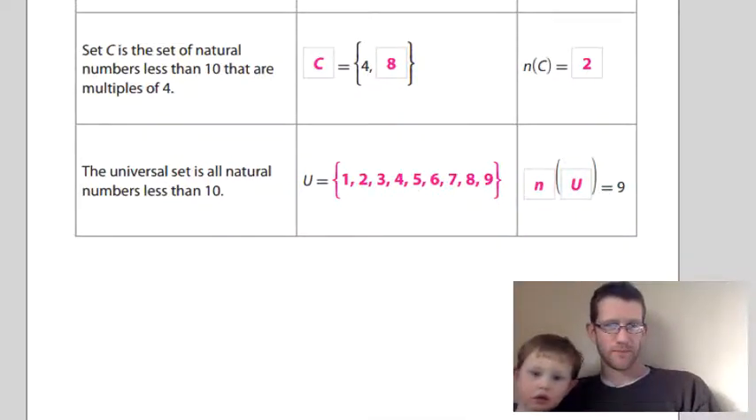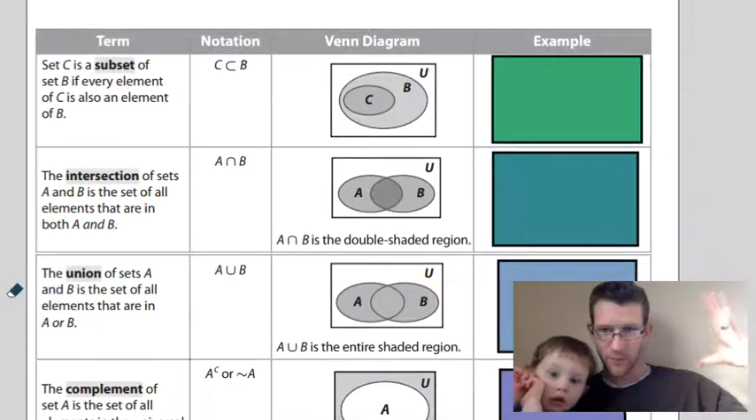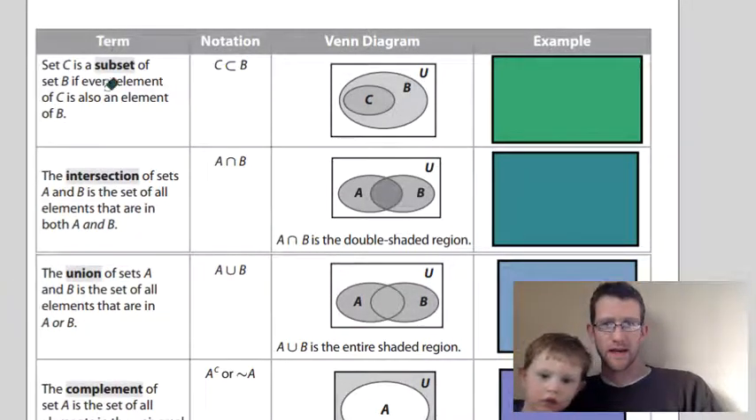Cool. We're doing good. So now we're going to combine them. We're going to start thinking about those Venn diagrams here.